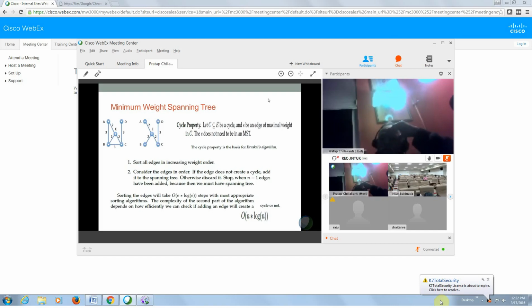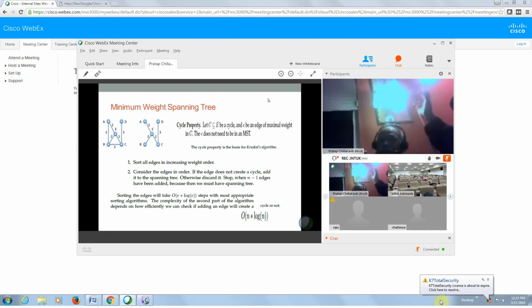Okay? Now, when do you stop it? When you have n minus 1 edges. And why is it n minus 1? Remember, we had this property between a tree and the number of edges a tree can have. It's always one less, remember? When you have a tree of n nodes, the number of edges is n minus 1. Okay? So, those are the two steps to create the minimum spanning tree.